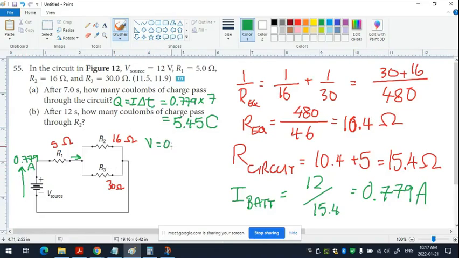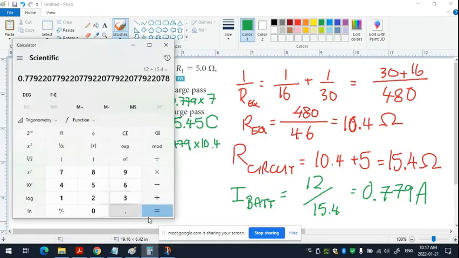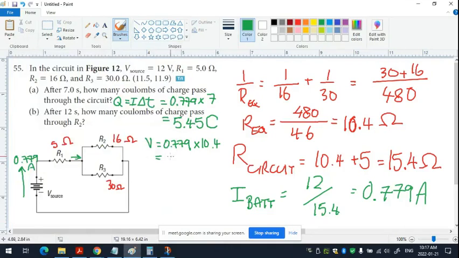So 0.779 times 10.4, which is 8.10. Exactly. It's 8.10 across the whole thing, and across the top, and across the bottom. So that means it's 8.10 volts here.